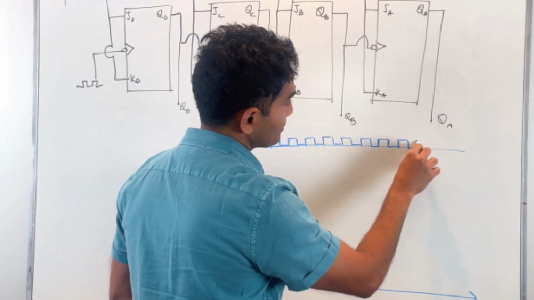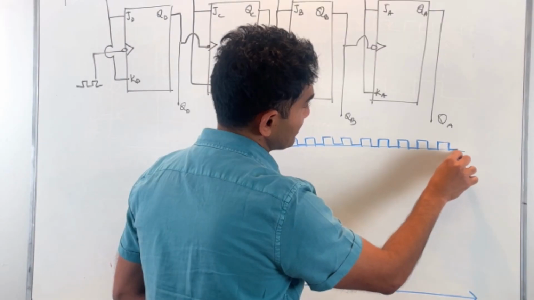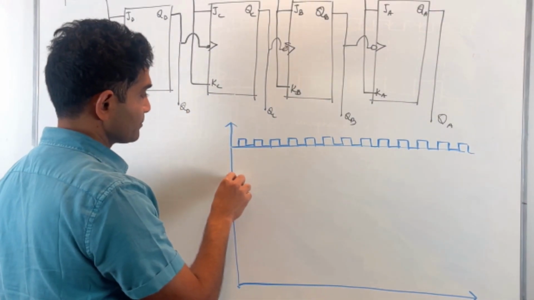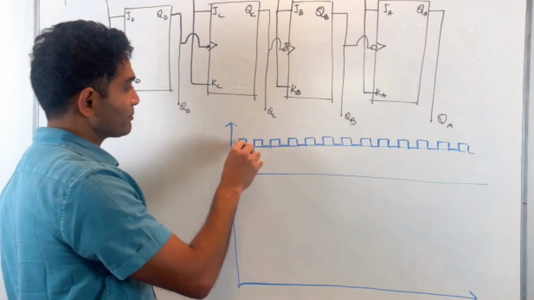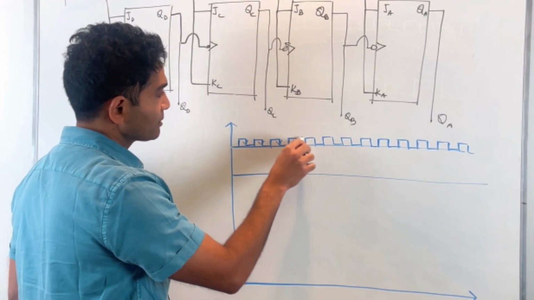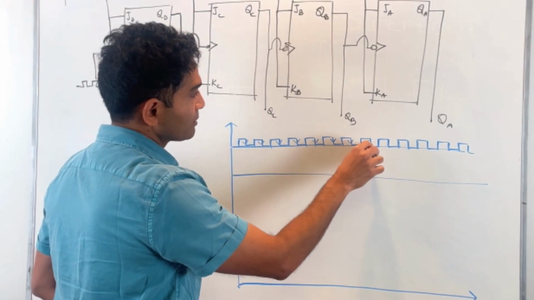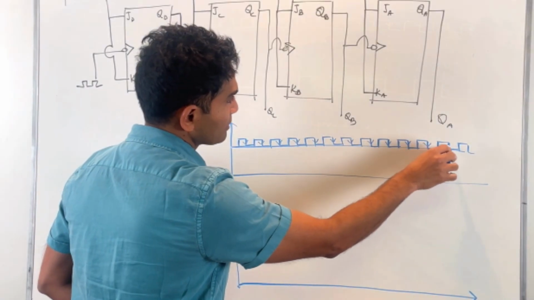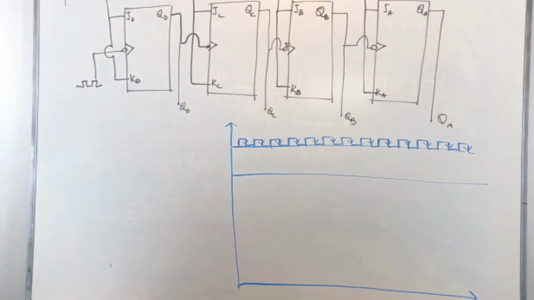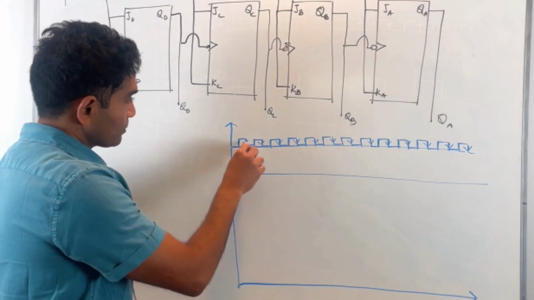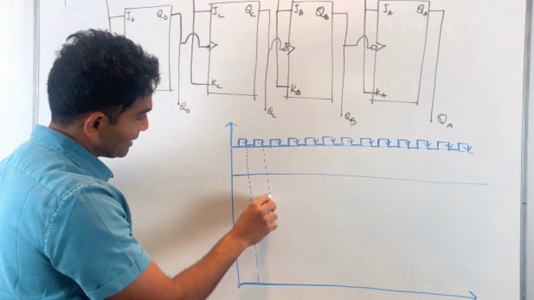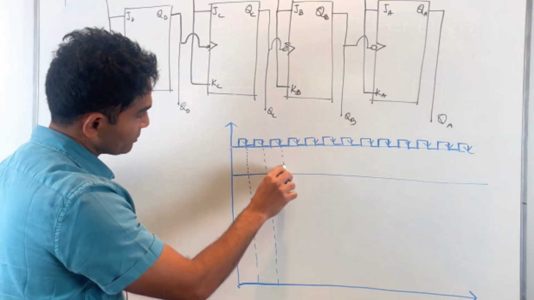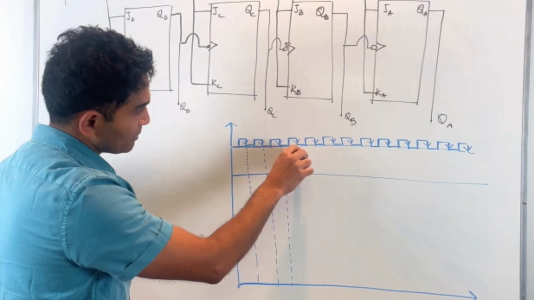And I will now be drawing each of the outputs as a function of time, starting with QD. Again, I'll identify my active edges. In this case, these are my active edges. Those are all my active edges. So I will make sure that I drop these active edges down, because all the action happens at the active edges, so you might as well have this reference.